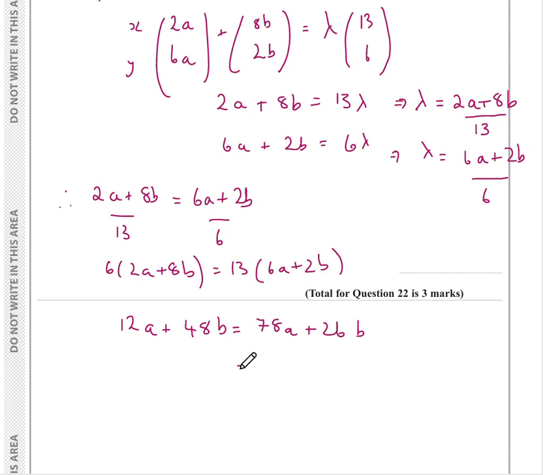So let's collect together the a and the b terms. I'm going to take my a terms over here. So if we subtract 12a, I'm going to get 66a over here. 48b minus 26b is going to give me 22b. And then if I divide by 22, I'm going to get b is equal to 3a.